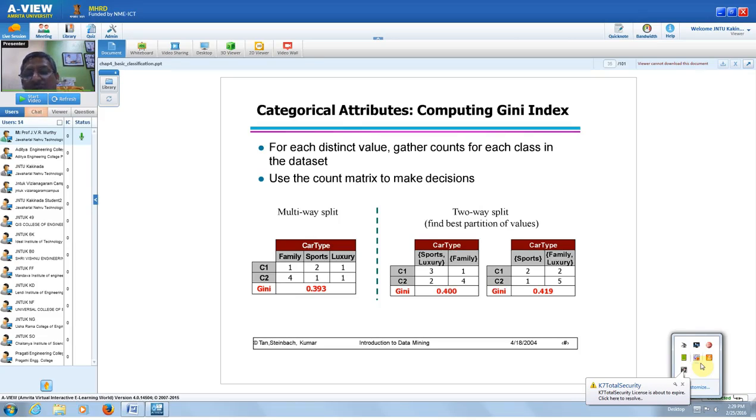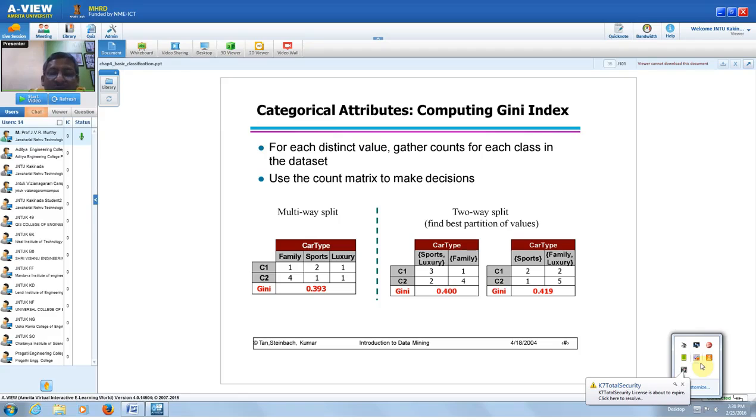Similarly, if you want to have binary splits, you have two options. One is sports and luxury cars on one side, and family cars on the other. That is one split. Another split is sports cars on one side, family and luxury cars on the other side. Among these splits, the multi-way split has shown 0.393, sports and luxury versus family has shown 0.4, and sports versus family and luxury has shown 0.41. So the Gini is minimum for the multi-way split. That means the gain is maximum for the multi-way split.